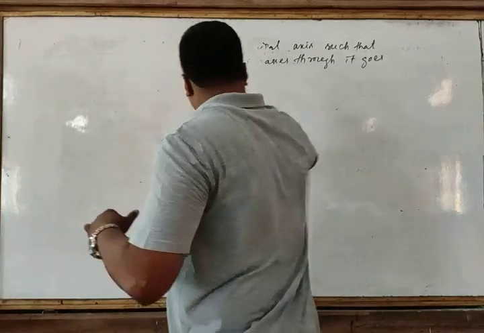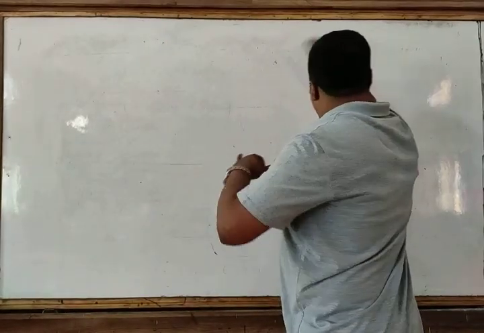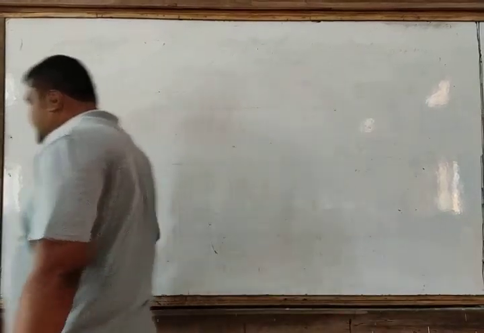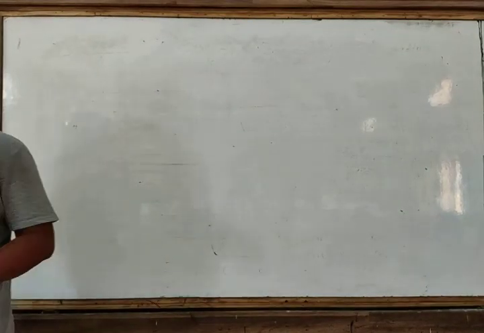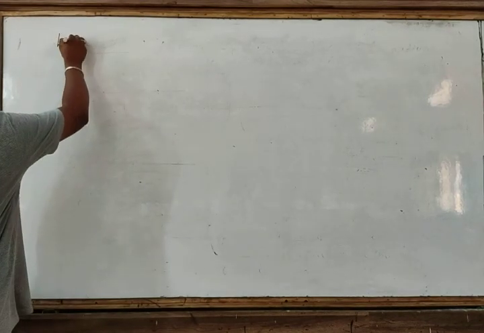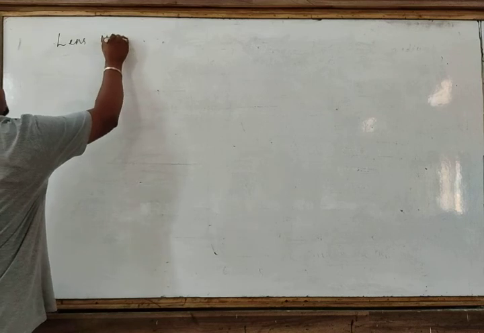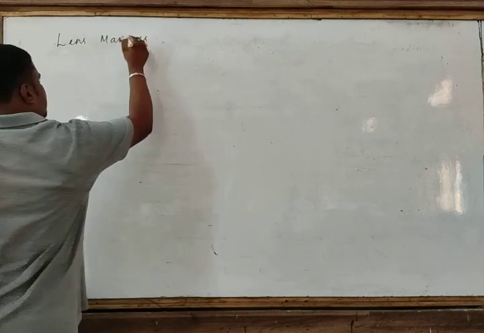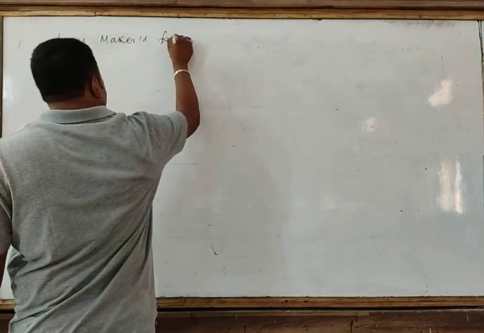derivation of a relation. Now we discuss a long question. Generally this is a long question that we will derive. That is your Lens-Maker's formula. Next is the Lens-Maker's formula.